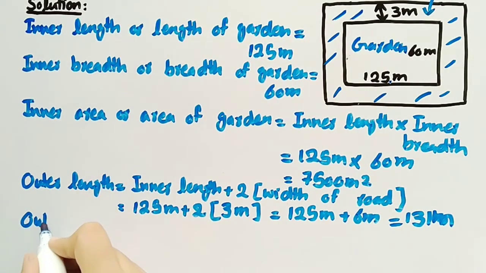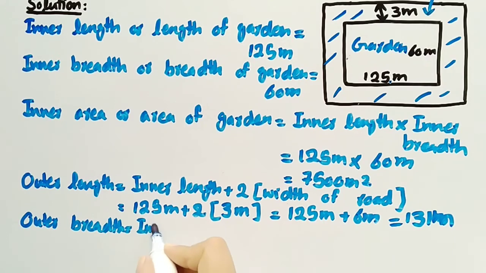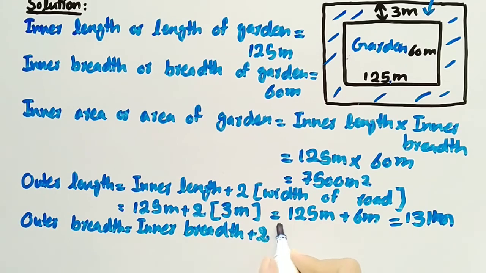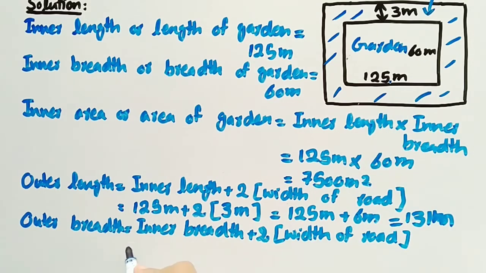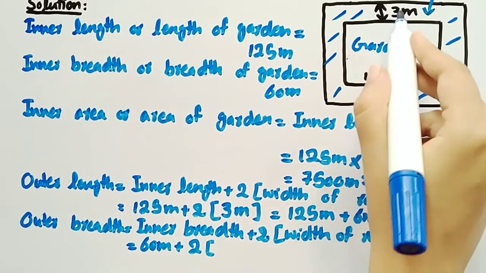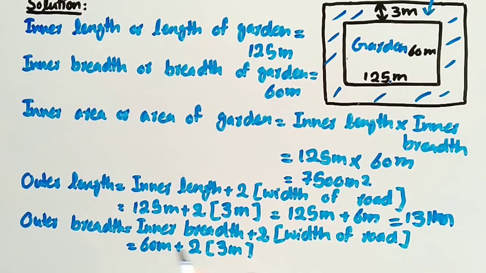And outer breadth is equal to inner breadth plus 2 times width of road. Now we will substitute the values. The inner breadth is 60 meter plus 2 times width of road is 3 meter. It can also be written as 60 meter plus 2 times 3 meter is 6 meter. Adding these two we get 66 meter. So outer breadth is equal to 66 meter.